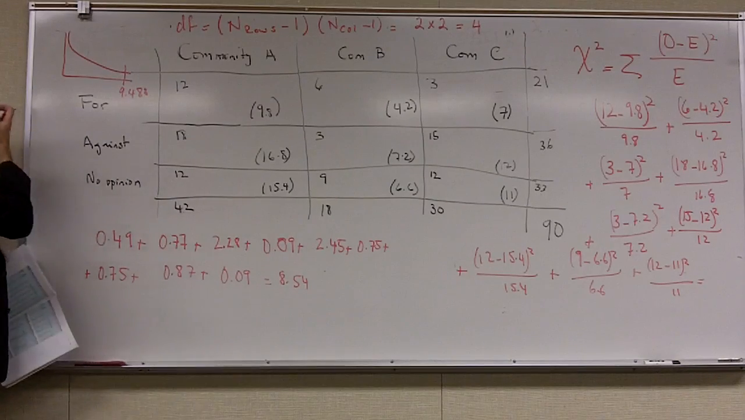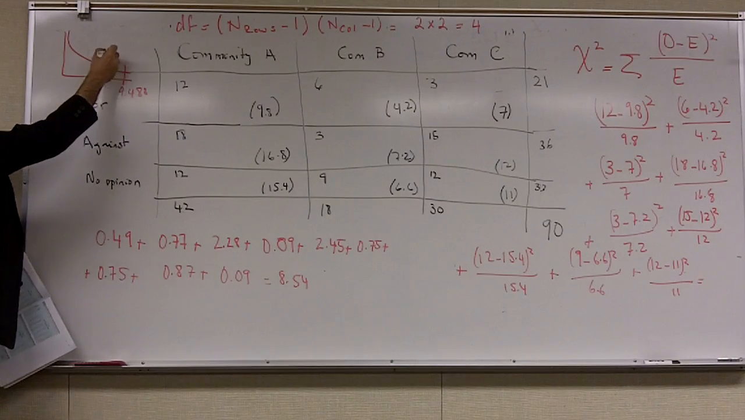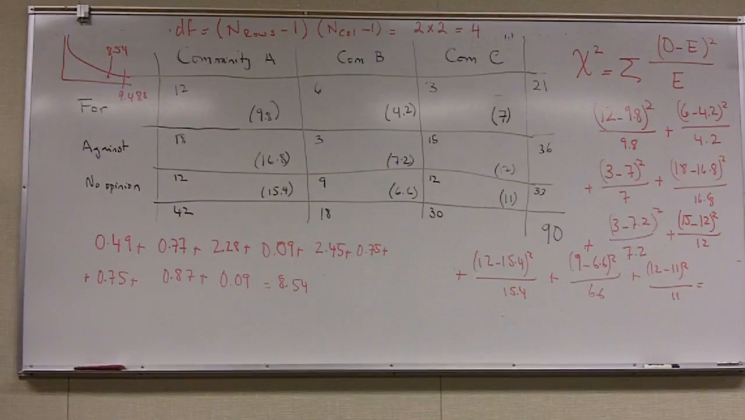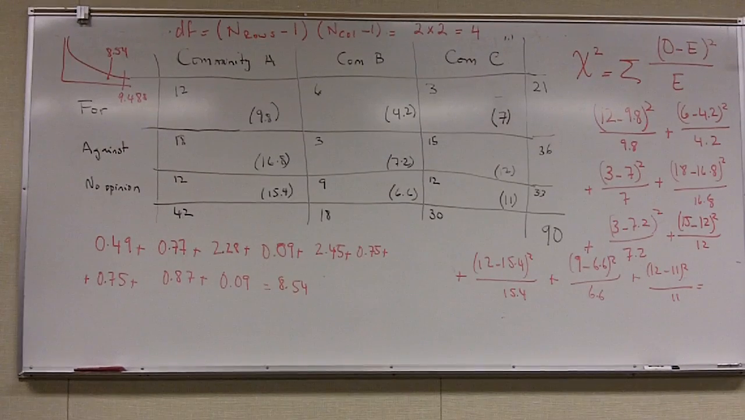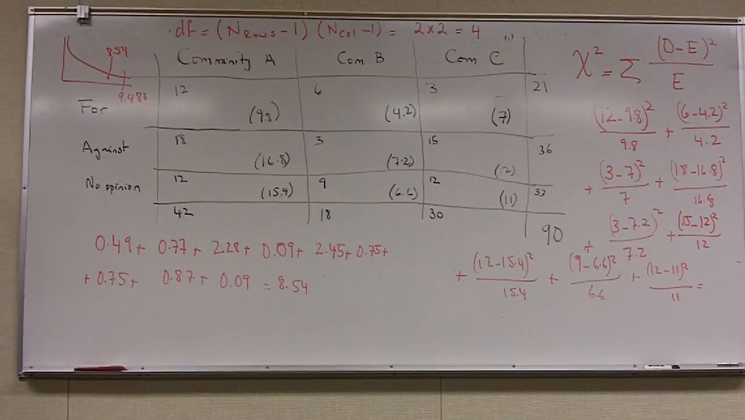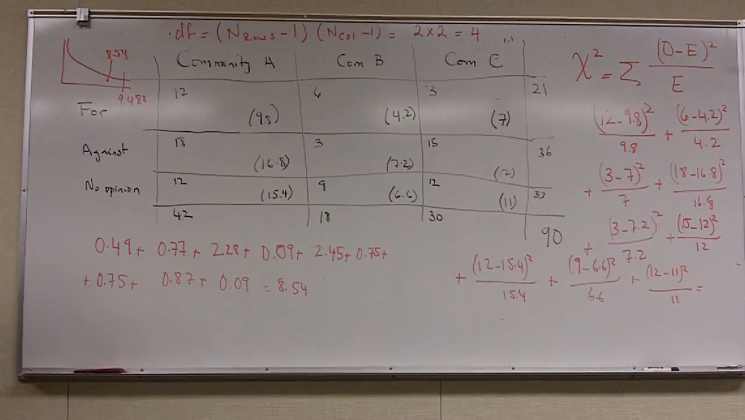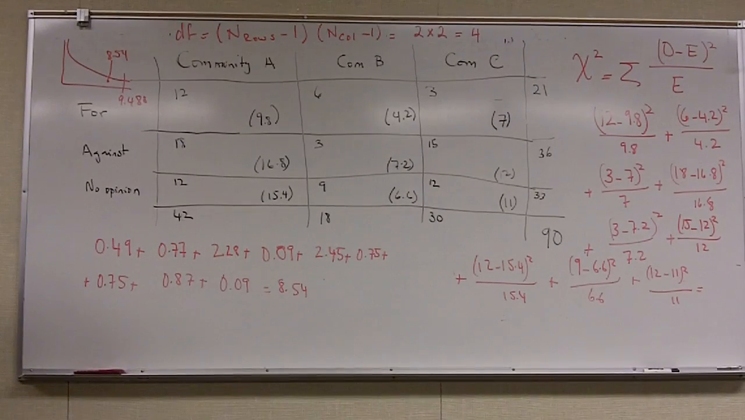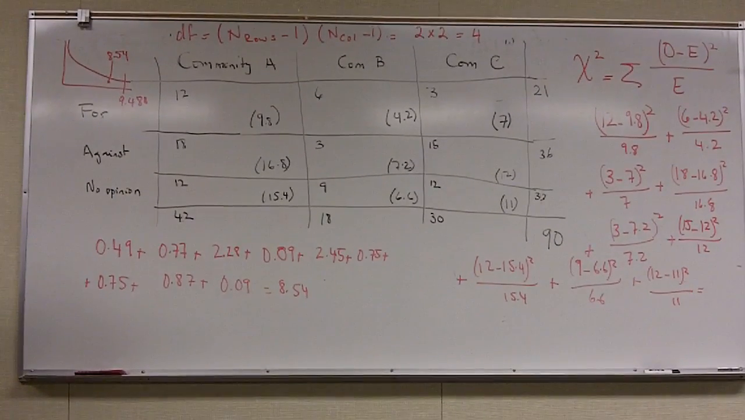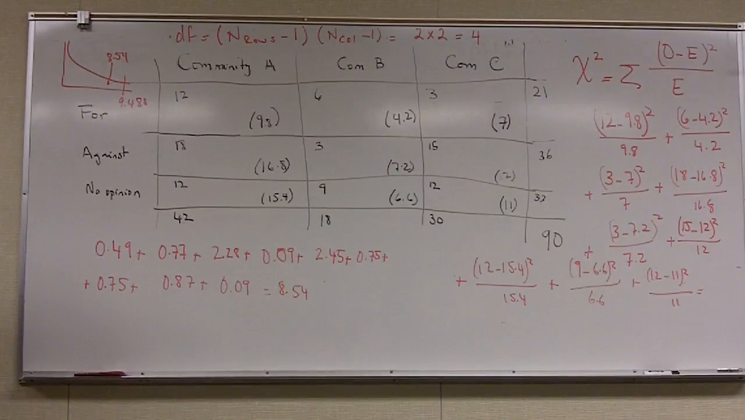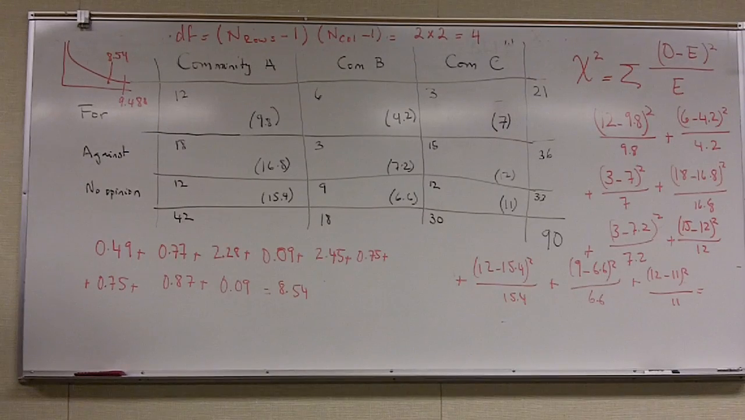Your observed value is 8.54. Can you reject the null? No. What is the null? The null says that these two groups are not different. So you cannot reject the null. So the expected is not different from the observed. Therefore, these are independent. So these two variables are independent from each other.